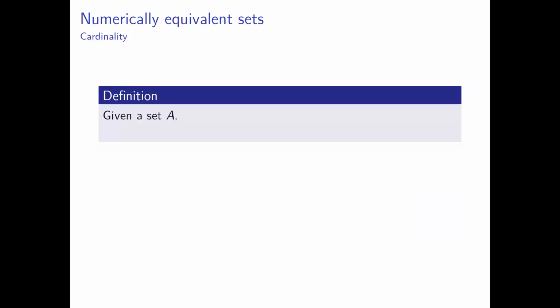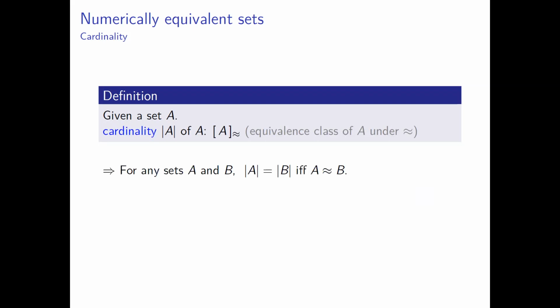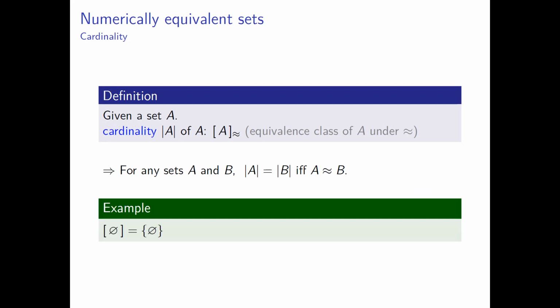This property of numerical equivalence motivates the definition of the concept of cardinality of a set. For a given set A, the cardinality of A is the equivalence class of A under numerical equivalence. Hence, two sets A and B have the same cardinality if and only if A and B are numerically equivalent. We showed in a previous result that the only set that is numerically equivalent to the empty set is itself. Hence, the equivalence class of the empty set is the set consisting of only the empty set.